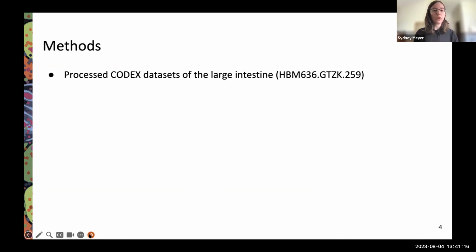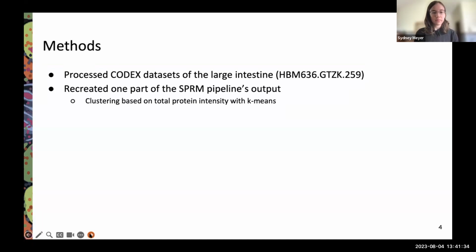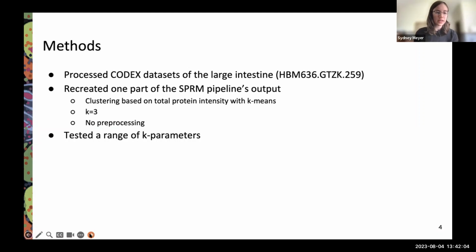So we used one specific processed CODEX data set from the large intestine, and started by attempting to recreate a part of the SPRM pipeline's output. So clustering based on total protein intensity, as I mentioned, using 3 clusters initially, as was used in the pipeline output, and no pre-processing, no scaling. And from there, we went on to test a range of K parameters, starting from 3 going all the way up to 12, to capture different clusters within the range of the number of expected cell types within a sample.